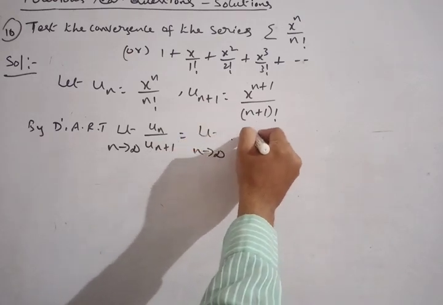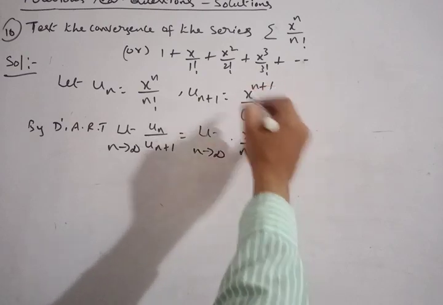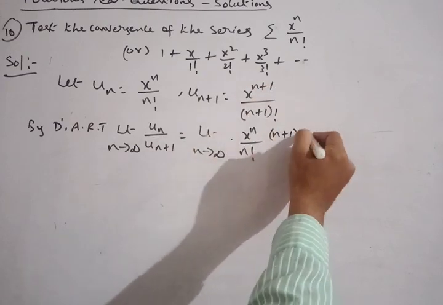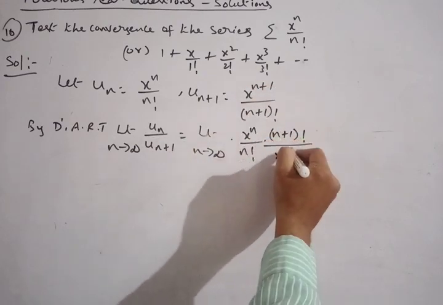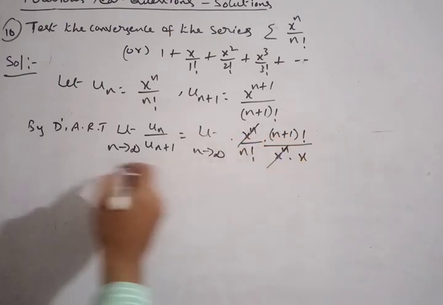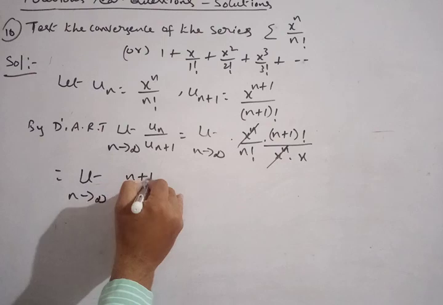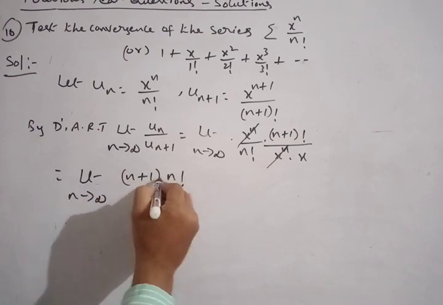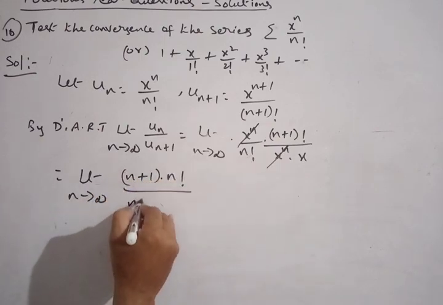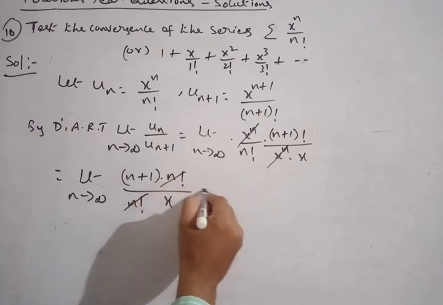Limit n tends to infinity un by un plus 1 is equal to limit n tends to infinity, what is my un? x power n by n factorial. This will go to numerator: n plus 1 factorial by x power n into x power 1. x power n got cancelled. n plus 1 factorial can be written as n plus 1 into n factorial, by n factorial is as it is, into x. n factorial got cancelled.